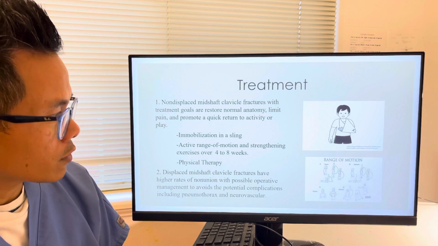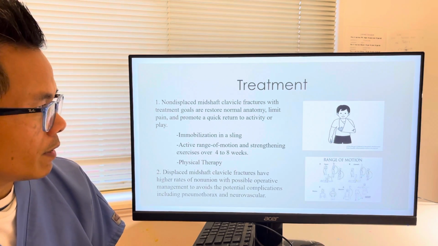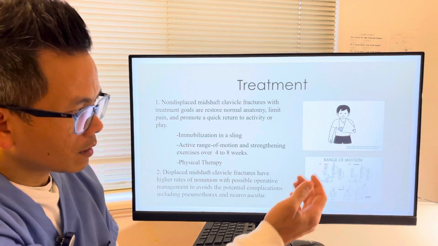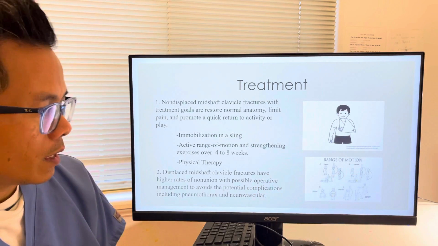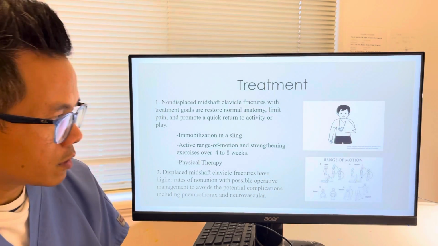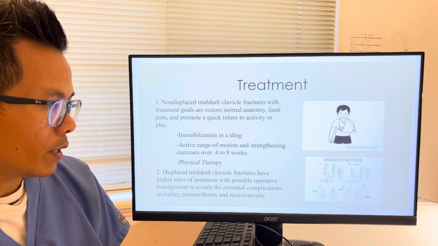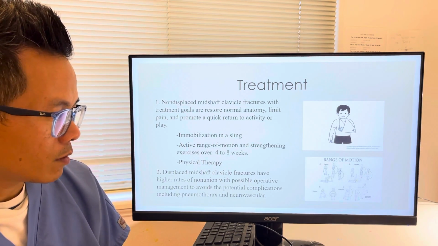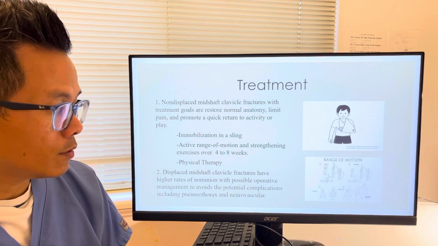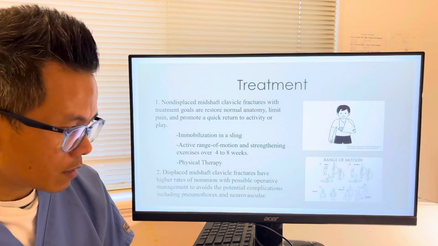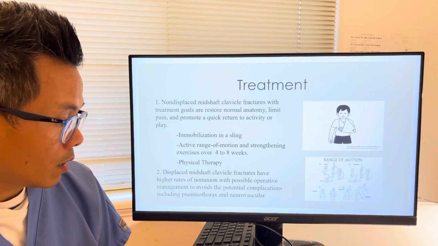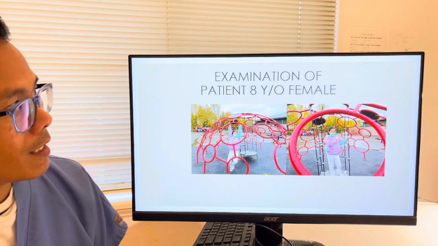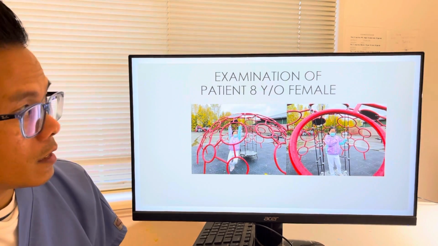Next is the treatment. We can divide it in two. For a non-displaced mid-shaft clavicle fracture, the treatment goal is to restore normal anatomy, limit pain, and promote quick return to activity and play by immobilizing in the sling right here. You can activate motion exercises at 4 to 8 weeks, and then physical therapy. For a displaced mid-shaft clavicle fracture, there is a higher rate of non-union, and operative management can avoid potential complications such as pneumothorax and neurovascular injury.